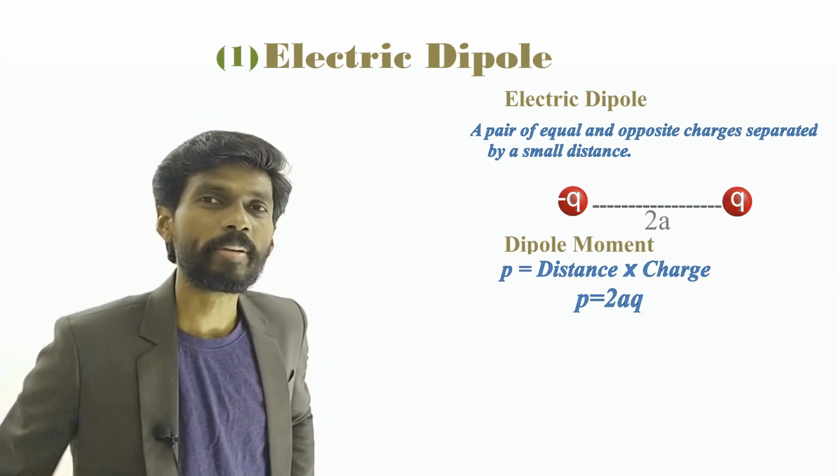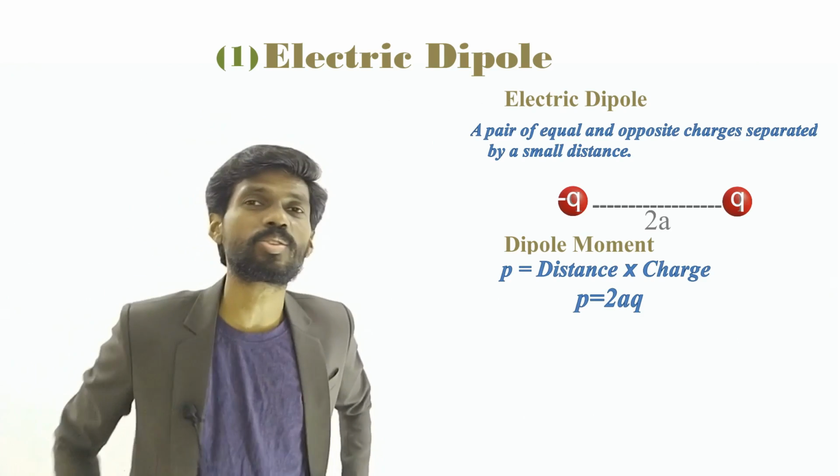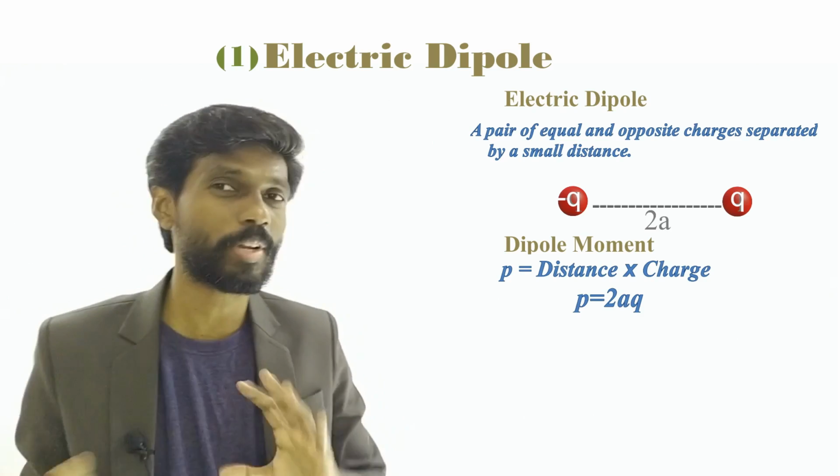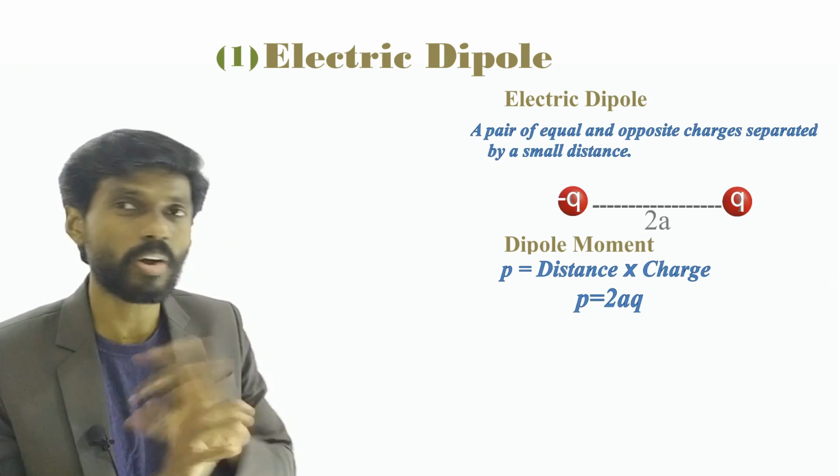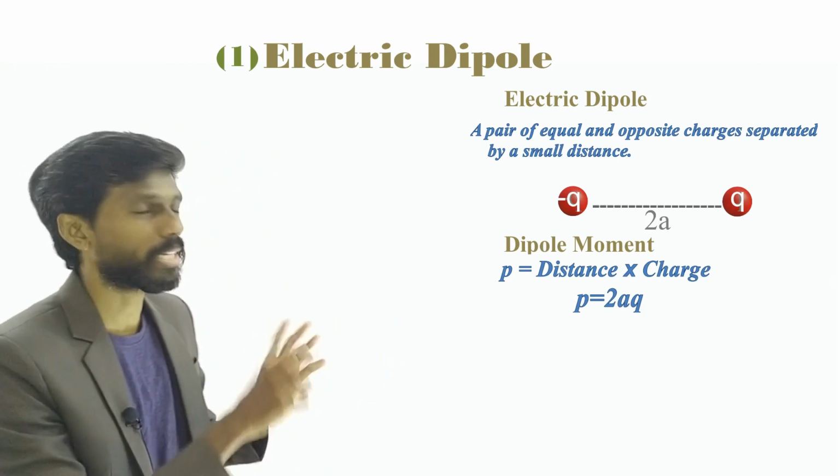Why is the distance taken as 2a instead of just a? It doesn't matter whether you take the distance to be 2a or a or d or whatever you want, but the formula here is simply the distance multiplied by the charge. So the distance is 2a multiplied by the charge q.